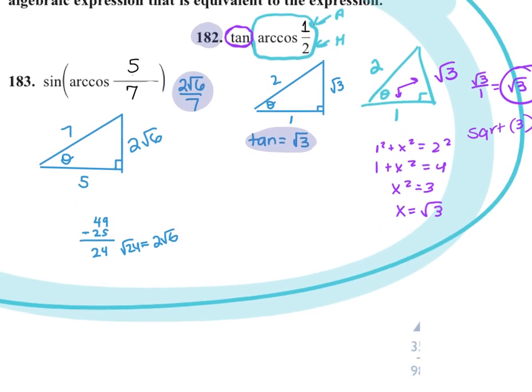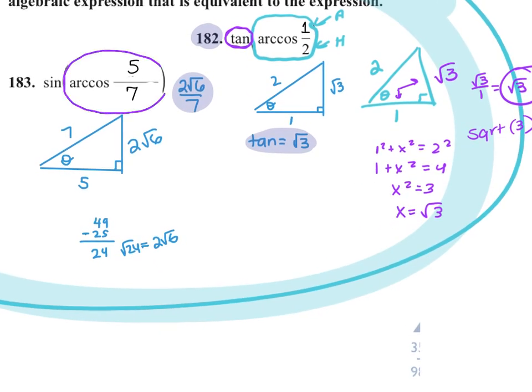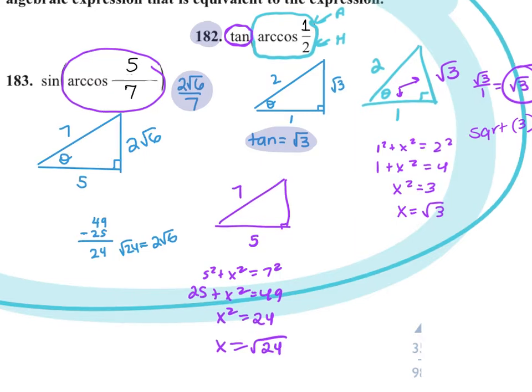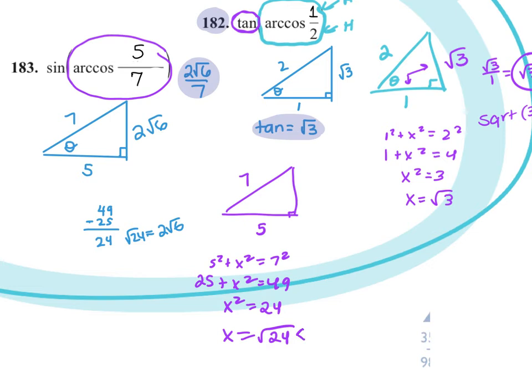All right, then 183. Again, use the innermost parentheses to draw yourself a triangle. It's cosine again, so adjacent, hypotenuse. I would do 5 squared plus x squared equals 7 squared. 25 plus x squared equals 49. X squared would equal, subtract that, 24. X equals the square root of 24. Oh, that's what we did wrong yesterday. Don't forget that these need to be simplified. So this would be 4 and 6, which becomes 2 root 6. You have to simplify your square roots and your fractions.